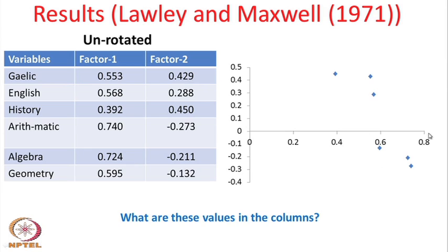So, if we consider now these 2 axes, F1 and F2, then you find that for these 3, arithmetic, algebra, geometry, they are highly loaded with factor 1 and lowly loaded with factor 2. But you cannot say that for the literature-related subjects like Gaelic, English and history. They are not highly loaded with the second factor or highly loaded with the first factor. So, under such a situation, if I rotate the factor, can we get a better picture?